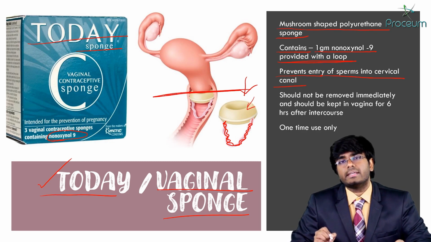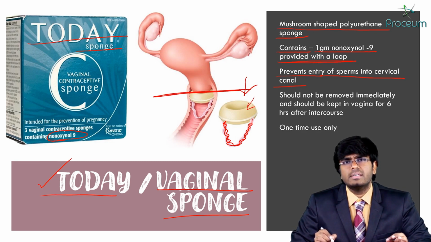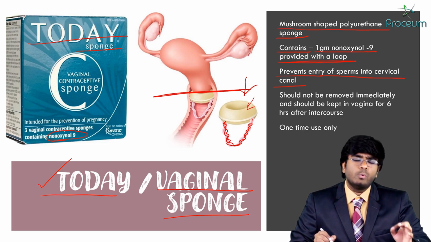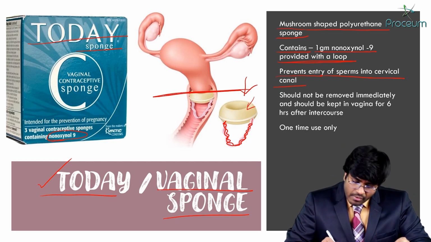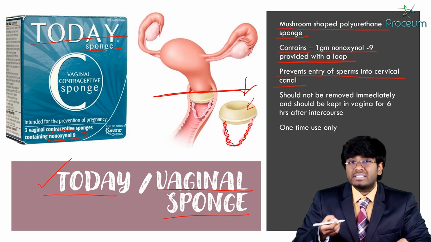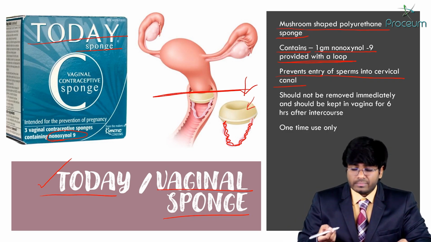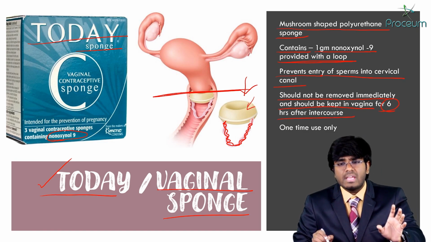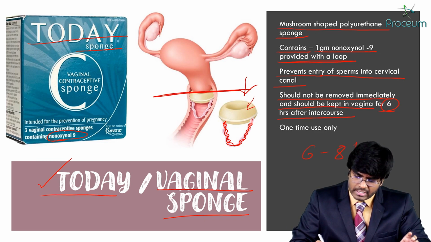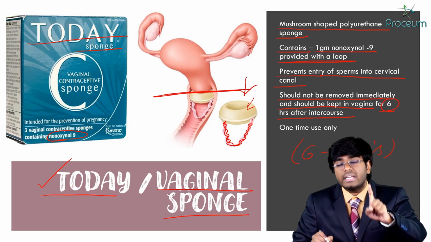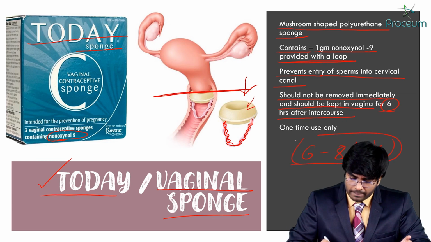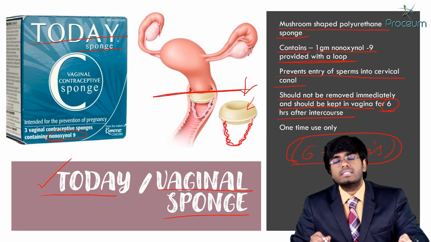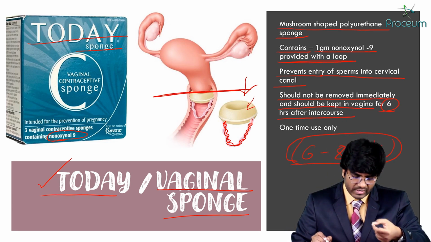Now, important point here is, guys, remember, female condoms can be removed right away after the intercourse, but vaginal sponges cannot be removed or should not be removed immediately after the intercourse. They should be kept in place for the next 6 to 8 hours. For the next 6 to 8 hours after intercourse, you should not remove them. Only after 6 to 8 hours can a female remove her vaginal sponge.